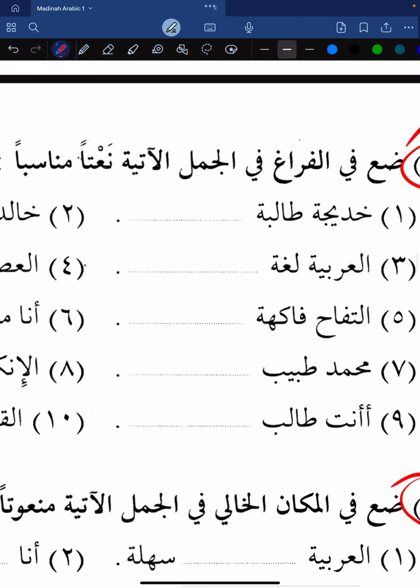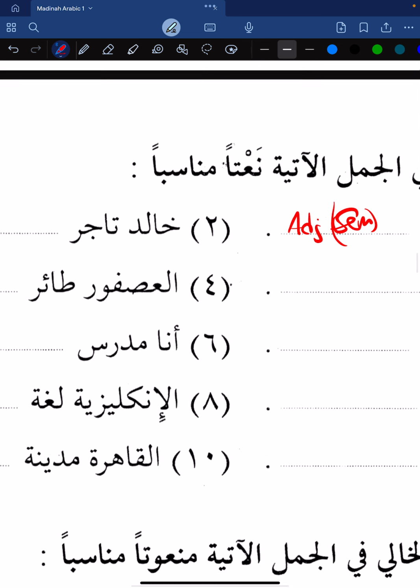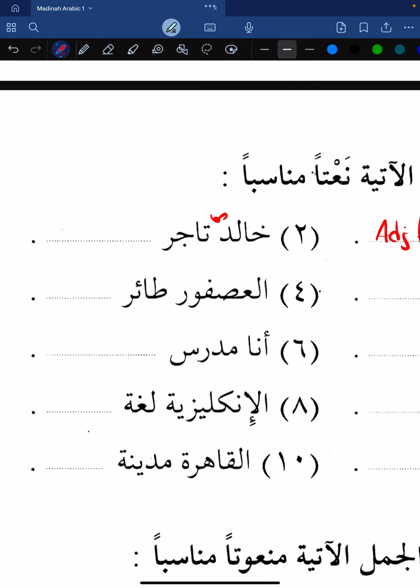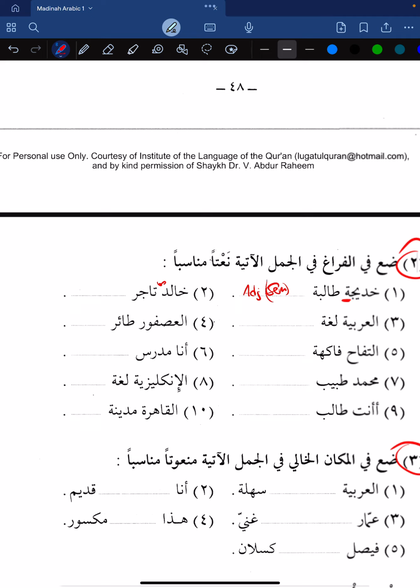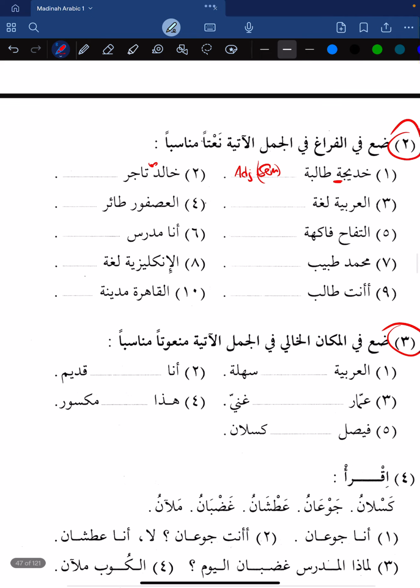So basically, you're going to be adding words if I were to give you easy stuff. Like, Khadijatum talibatum mujtahidatum. If it's Khadija, it's muannas, so you're going to use an adjective which is feminine. And Khalidun is a mudhakkar, so you're going to use something like kaslan, or tajirun, shahirun, it's famous. So on and so forth. I'll see you guys in the next class with the homework.